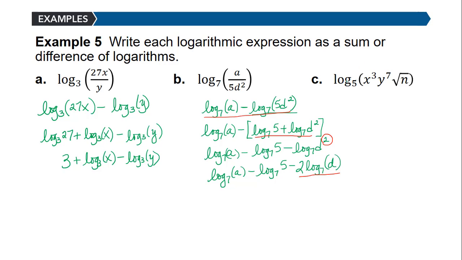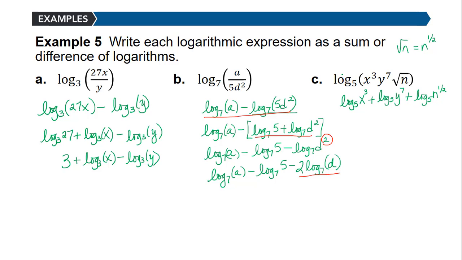Part C is log to the base 5 of x cubed y to the 7 square root of n. This is a product inside the log. I can rewrite this as the sum of the log of each factor. This becomes log base 5 of x cubed plus log base 5 of y to the 7 plus log base 5 of the square root of n. But remember that the square root of n is n to the 1/2. Therefore, I'm going to write this as log base 5 of n to the 1/2.